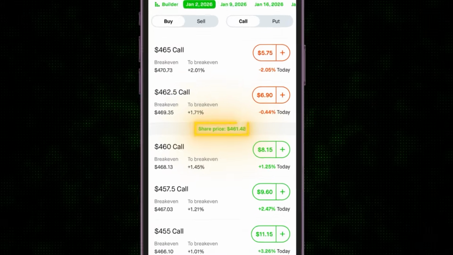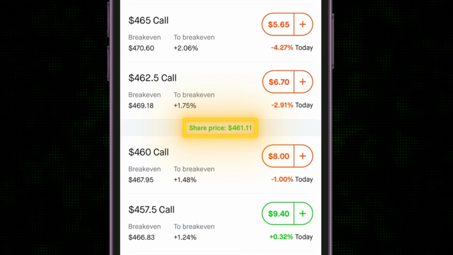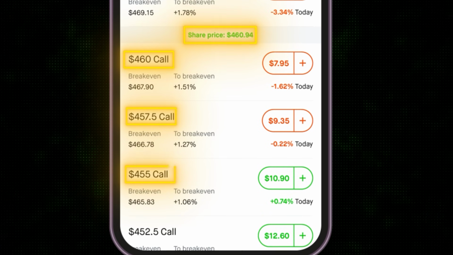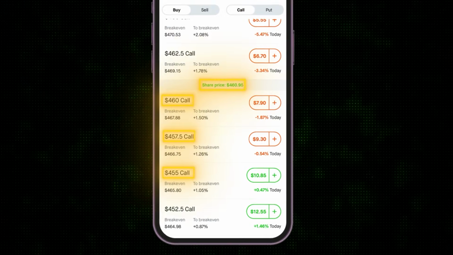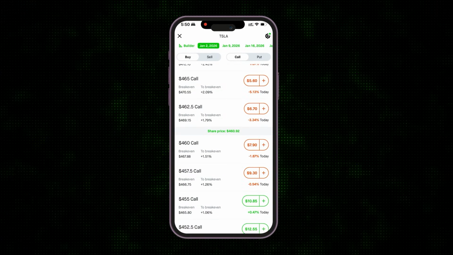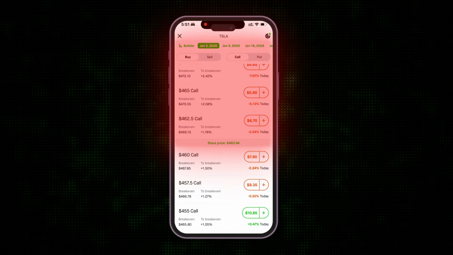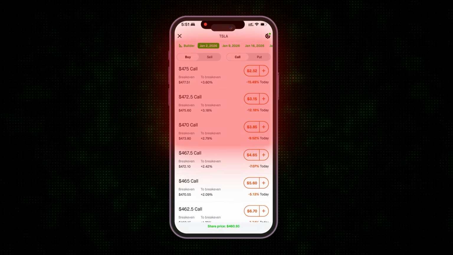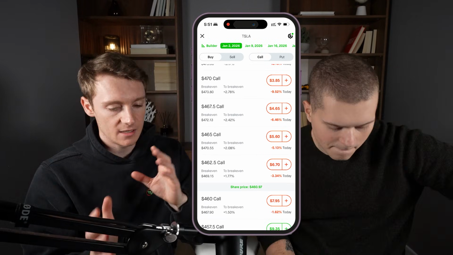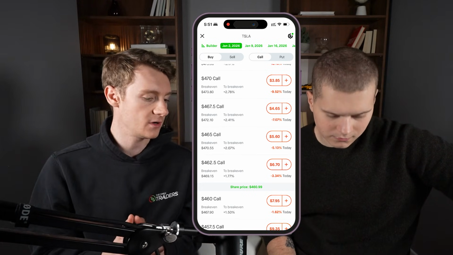We can see the current share price is $461.32. Anything below the current share price, the 460, the 457.50, the 455, is considered an in-the-money contract. These are all in the money. On the other hand, anything above the current share price, like 462.50 and 465, is out of the money, and anything out of the money is going to be riskier. So again, the closer to the expiration, the riskier; the further out, the safer.